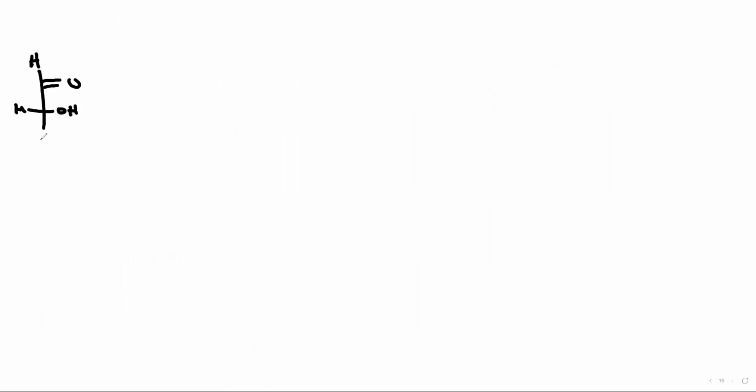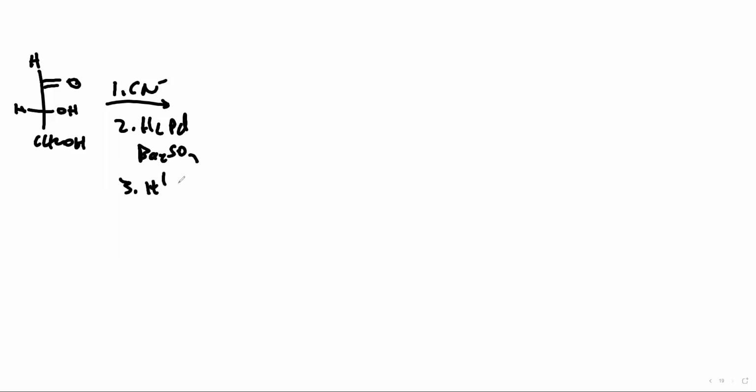So let's do it on this real quick. Let's say that I did the Kiliani-Fischer on this. So CN minus, H2/Pd-BaSO4, and then H plus, H2O, right? To help you guys visualize how this works on a ketose, let's do it on this one first.